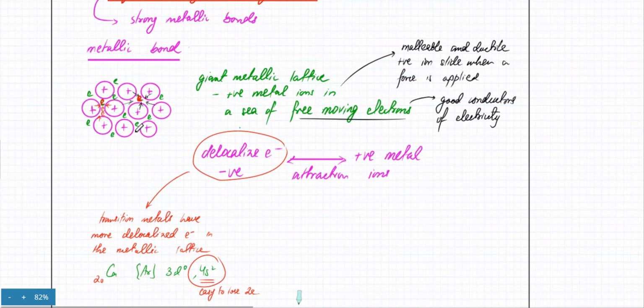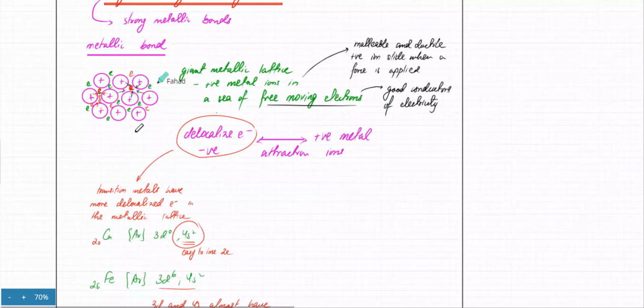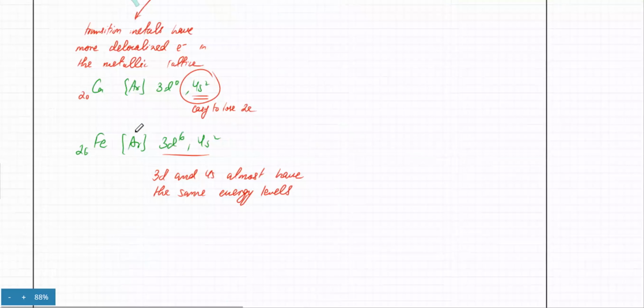So if you have a transition metal over here, the number of electrons in the lattice is going to be greater. The lattice is going to have a lot more electrons, which would be delocalized because of the inner d subshell. There are more electrons available for delocalization.